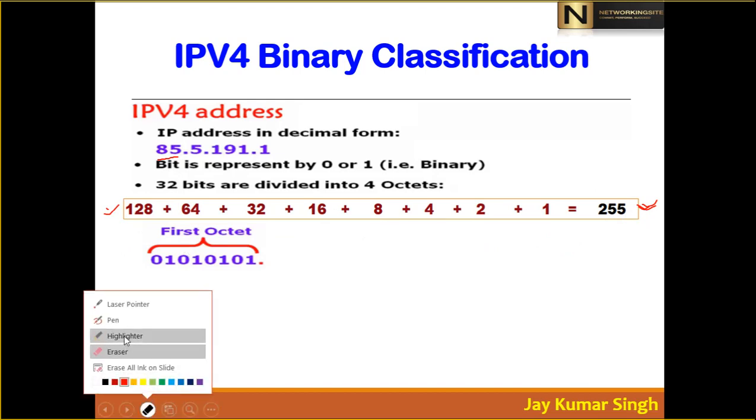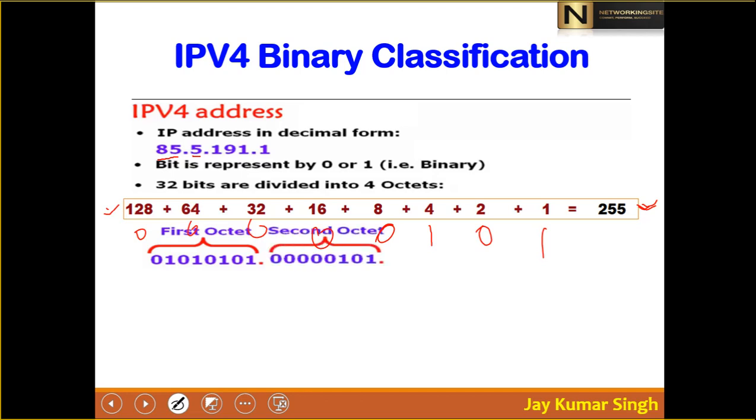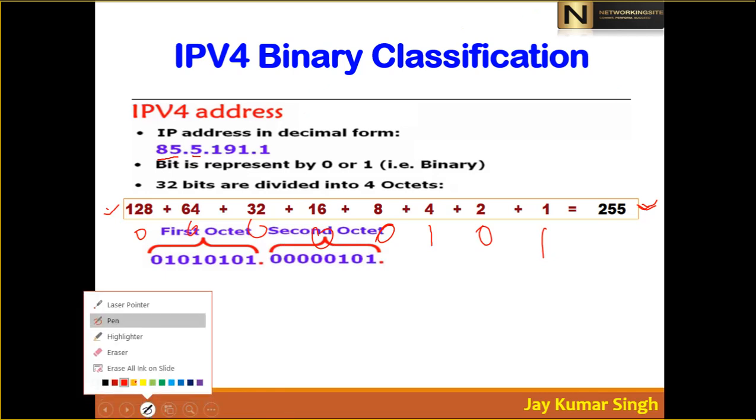Now if I'm talking about 5, to convert 5 we're going to take just 4 plus 1. So here will be 0, 0, 0, 0, 0, 1, 0, 1, equal 5. Now see, match it. Is it okay? Yes, it's okay. Now I'm not going to convert.